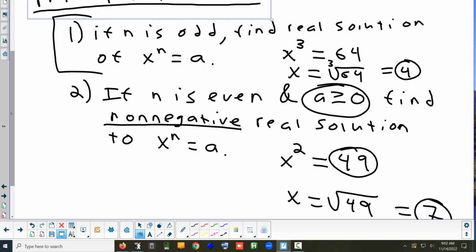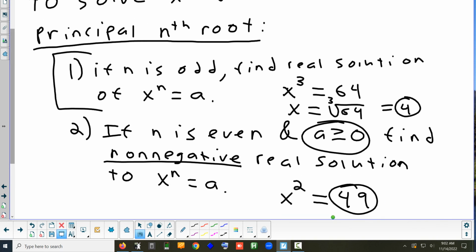So principal root is just a way of saying when you're solving a root problem, give me one answer. And it's a way of all agreeing on which one answer you're going to get. For even roots, always give me the positive answer. And for odd roots, always give me the real answer. I never want an imaginary answer.